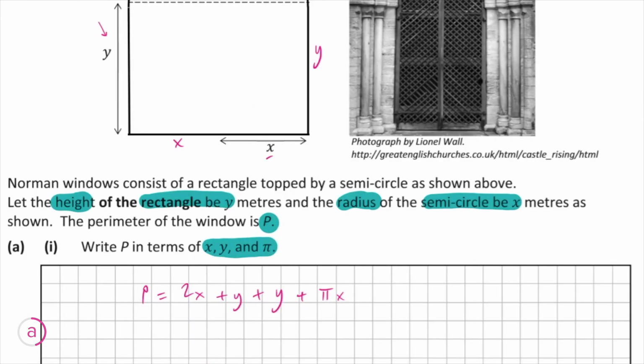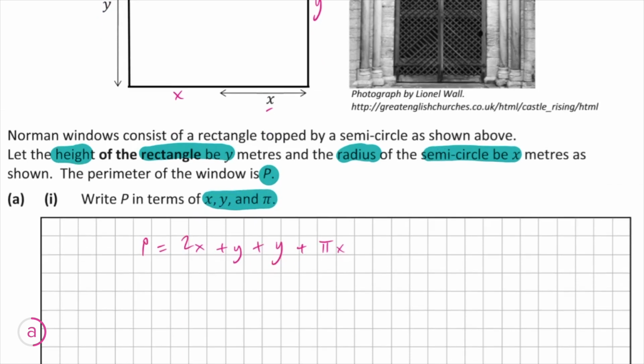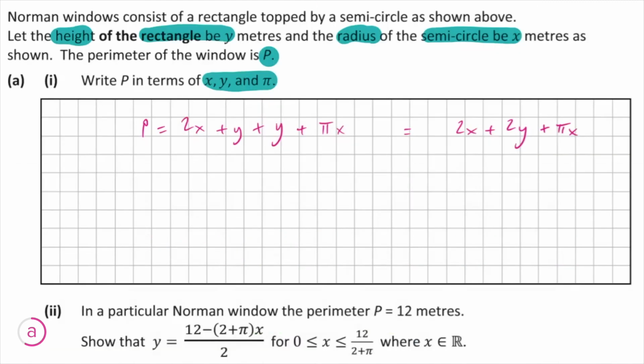So that makes our perimeter in terms of x, y, and pi 2x plus 2y plus pi x. So when we add the values of all the sides together, we get 2x plus 2y plus pi x. We just rewrite y plus y as 2y, but that is our answer. And for doing this part of the question, you're going to get 5 marks.